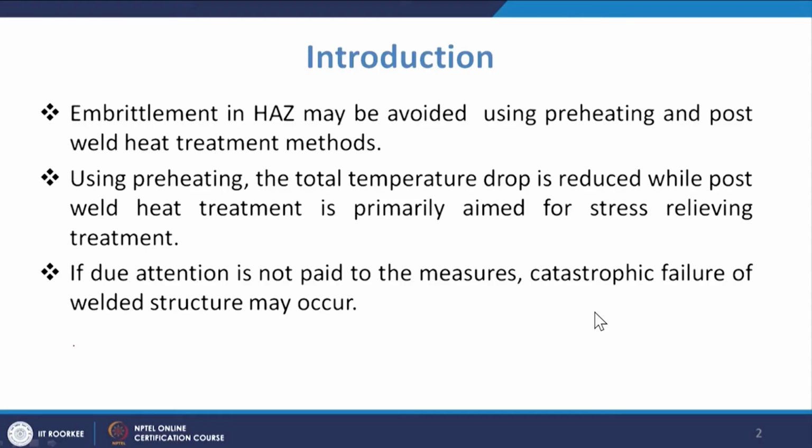So we can see embrittlement in the HAZ. Embrittlement in the HAZ may be avoided by using preheat treatment and post-heat treatment. Using the preheat treatment, the total temperature drop is reduced, while the post-heat treatment is primarily aimed at stress relieving. If the stresses are not relieved, catastrophic failure of the weld structure may occur.